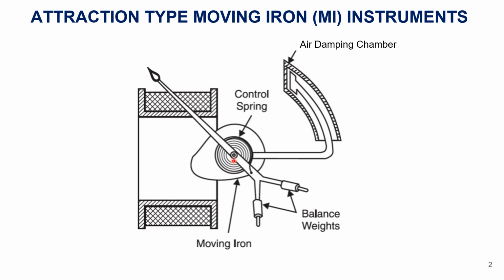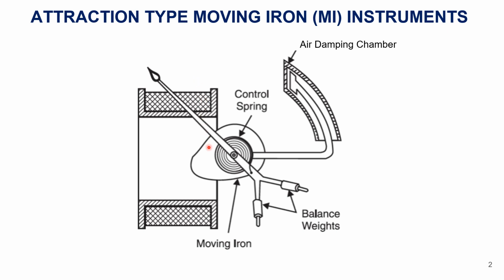So what happened that time? Here the pointer is attached. Depending on how much current is flowing through the coil, the pointer will get deflected. So the amount of deflection of the pointer depends on the magnetic field produced due to the coil, which again depends on the current passing through the coil. So the pointer will show the reading on the meter.